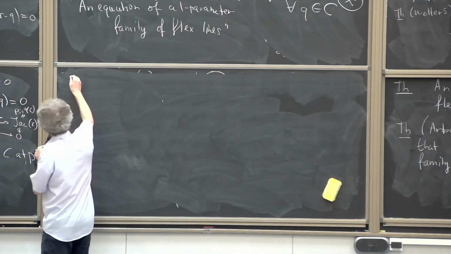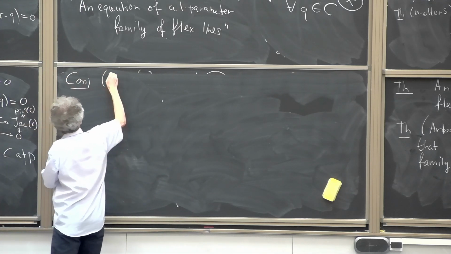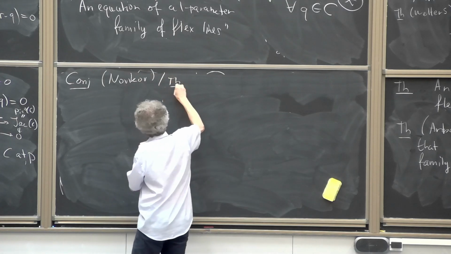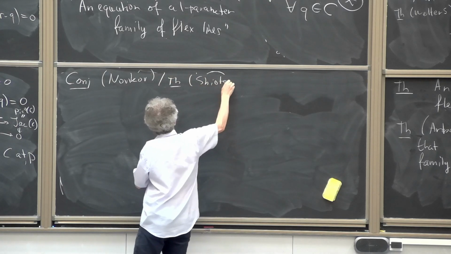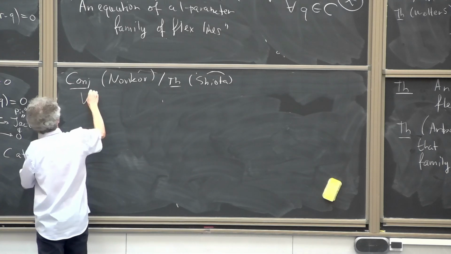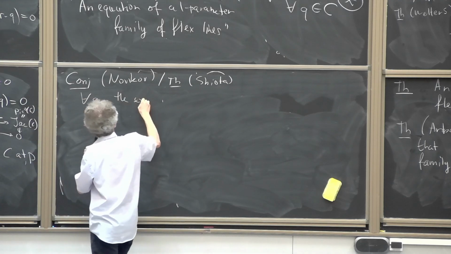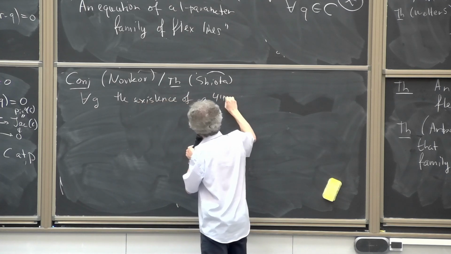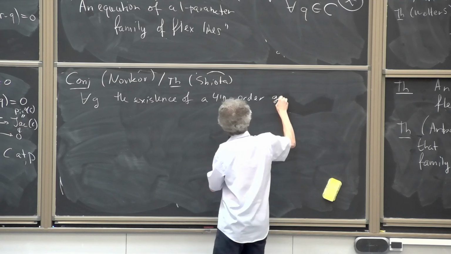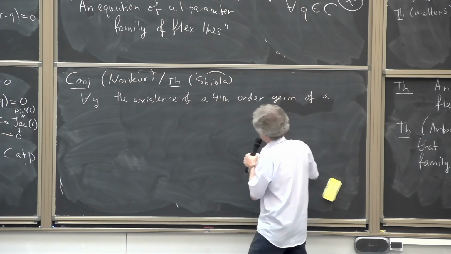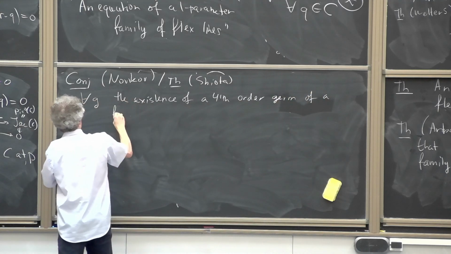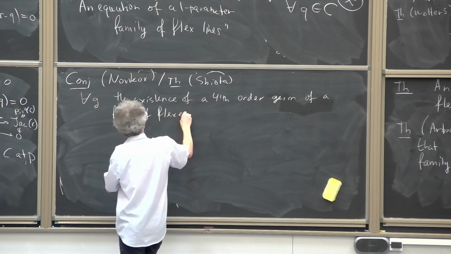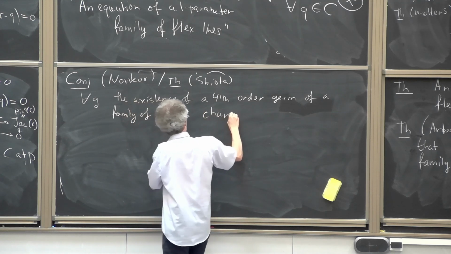Okay, next theorem. So this is a conjecture. This was a conjecture of Novikov and the theorem of Shiota. For any G, the existence of a fourth order germ of a family of flexes suffices, characterizes Jacobians.